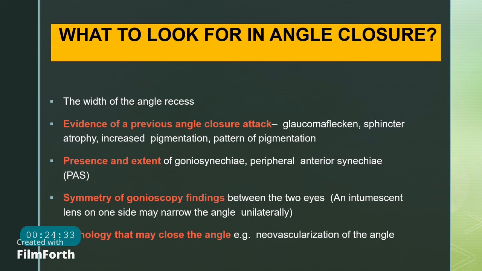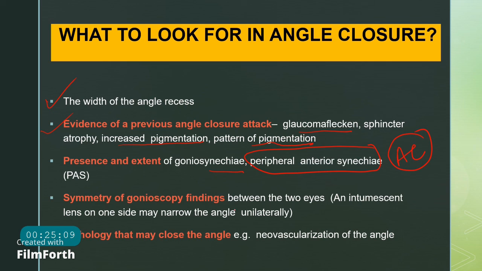So what do you actually look for in the angle in angle closure? You look for the width, you look for the structures, you look for evidence of previous closure attack. That will be glaucomflecken, sphincter atrophy, increased or decreased pigmentation, and the pattern of pigmentation. You look for synechiae formation, whether on gonioscopy or anterior synechiae. Specifically, it is peripheral anterior synechiae that you see in case of an angle closure. Synechiae are limited and might be seen in inflammatory glaucomas, and usually they will be an open angle because they have not reached up to the cornea usually.